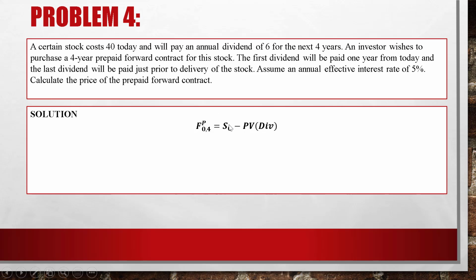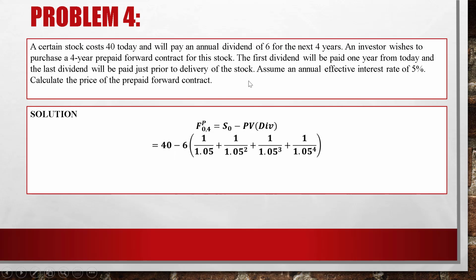This should be equal to S0 minus the present value of the dividends, because we are considered at time 0. F04P here is the prepaid forward contract price, calculated at time 0. S0 is the current stock price, also at time 0. But the dividends are at times 1, 2, 3, and 4, so in order to bring them to time 0, we have to find their present value. S0 is given, which is 40.